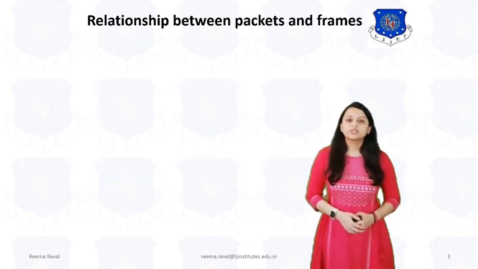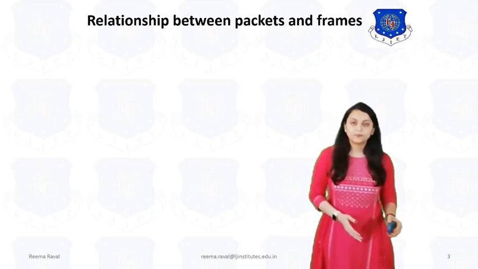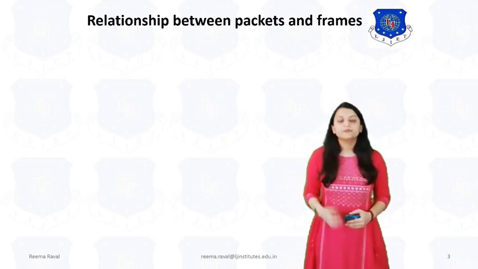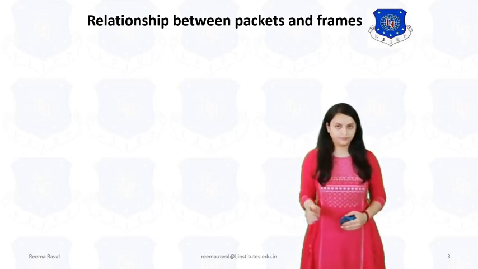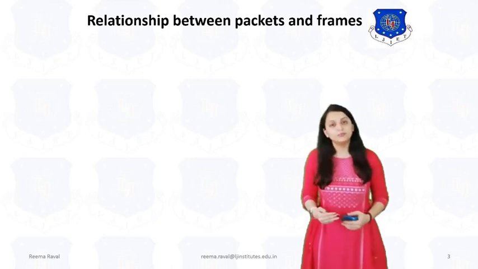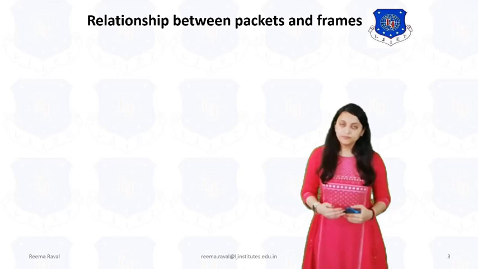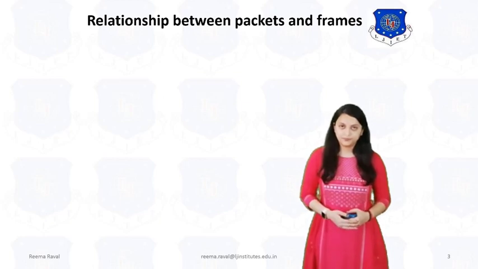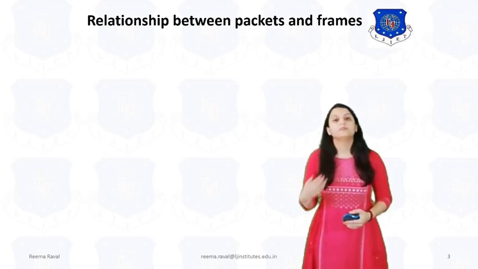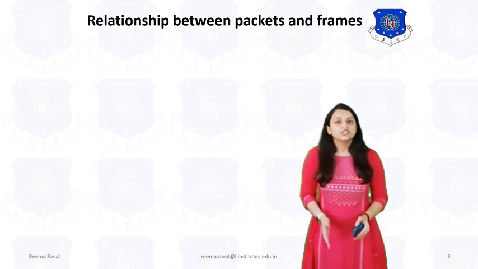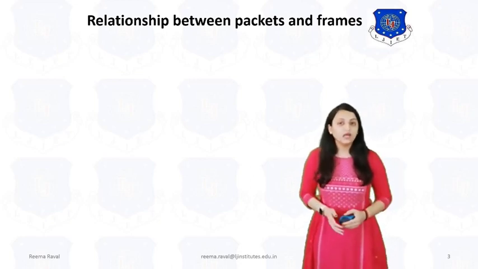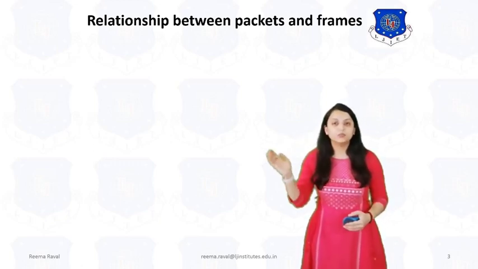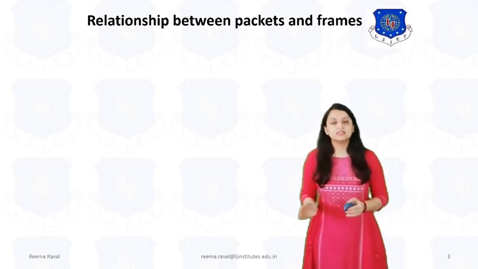Now let us see the relationship between packets and frames. We have seen in the previous sessions that in the OSI reference model, the physical layer deals with bits. That means the exchange unit or the type of data in the physical layer is bits. Then above that, at the data link layer, the data will be in terms of frames. And in the network layer, the data will be in terms of packets. So what is the relationship between packets and frames? That is to be understood first, because the data link layer gives the data to its upper layer, that is the network layer.